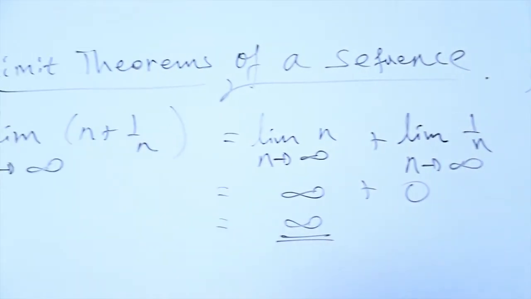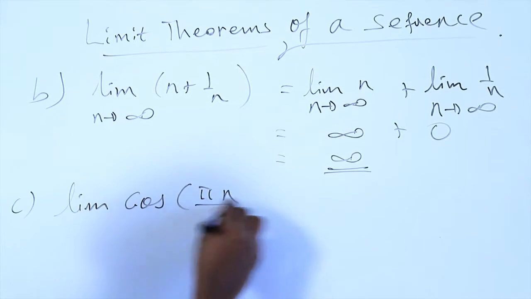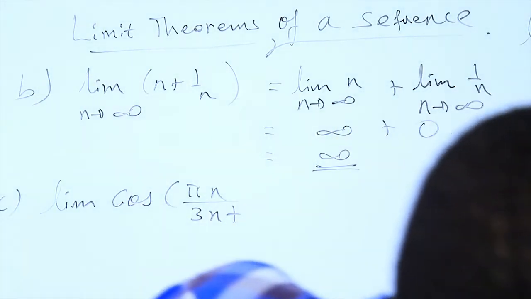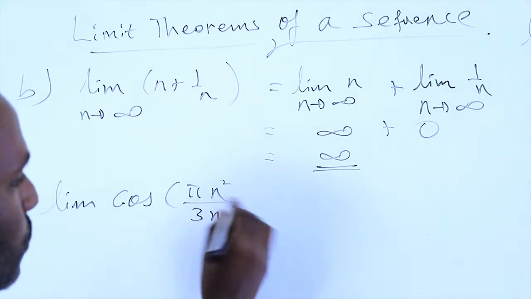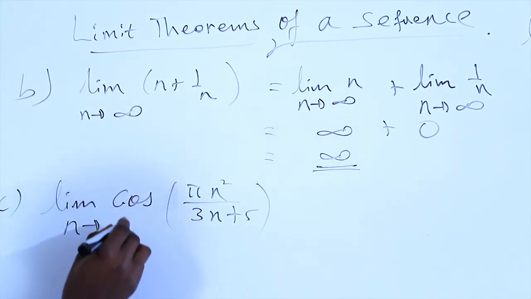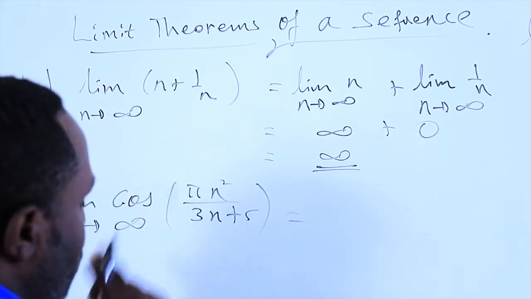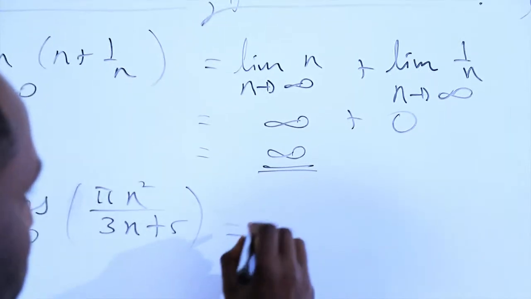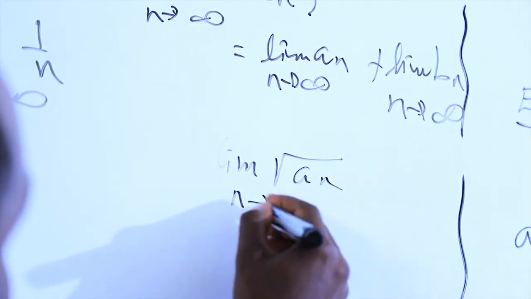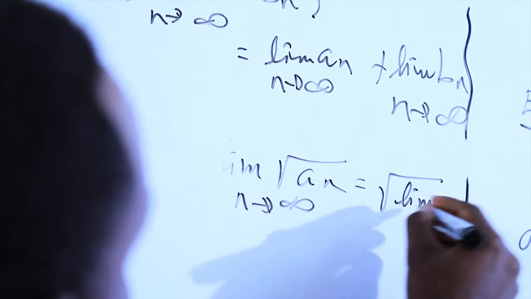When you come to part C, it says the limit of the sequence cosine of pi n square over 3n square plus 5, as the value of n approaches infinity. Since cosine is a function, we can say, as you have to recall here, the limit of a function, such as the square root of an as n tends to infinity, is the square root of the limit of an as n approaches infinity.